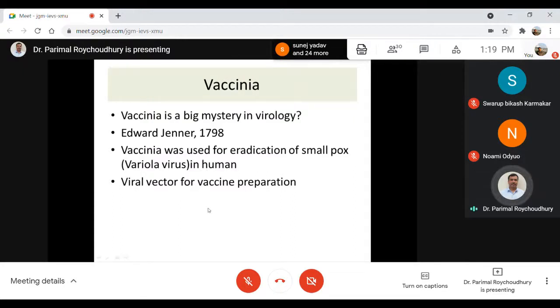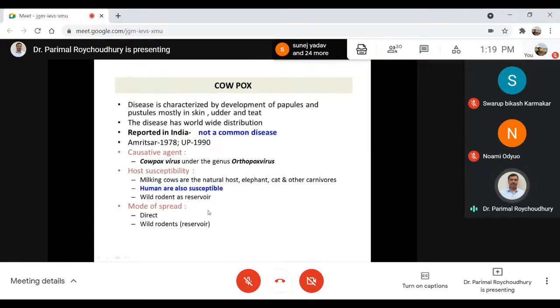These are some aspects of the vaccine here. We'll not discuss that. Okay, coming to the cowpox virus. First and foremost, I should say that it's not a common disease. It's not a highly prevalent disease, so we are not much bothered about this particular infection. But since it has been reported in India a long time back, in 1970 and 1990, another outbreak was detected in UP. And after that, the disease has been rarely recorded from many places of India.